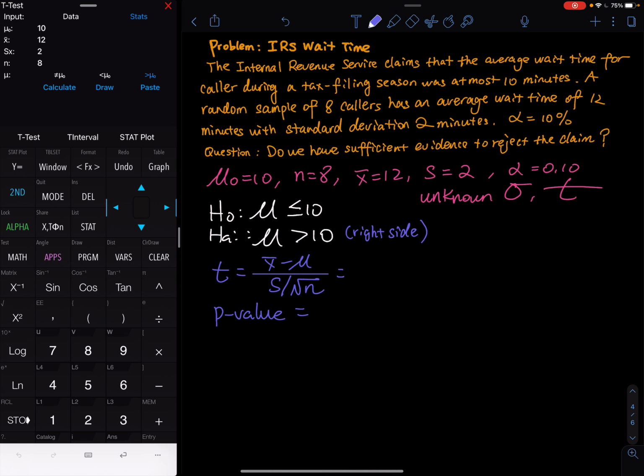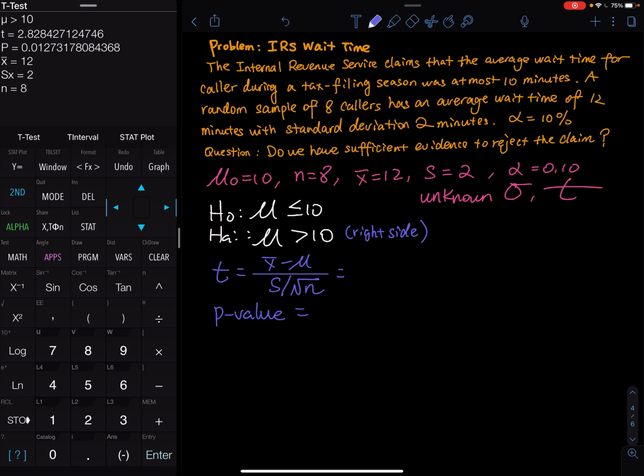All right. So let's hit calculate. So hit calculate, you have 2.82. So T is equal to 2.828. I would like to keep 3 decimal places, 2.828. And then the p-value is 0.0127. That is less than alpha. So this is a reject H naught. And then if you press draw, what do you see? If you press draw, they will give you a graphical representation of the test statistic and the p-value. So that is what you are going to expect to see when you press draw.